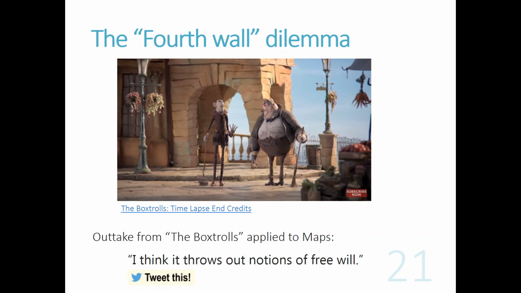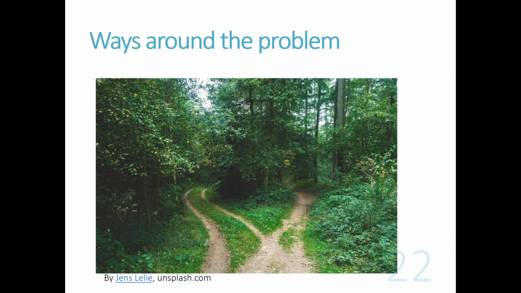So your map constrains the free will that the user might have, and it leads us to be able to say, well, how can we move beyond that? Well, when we reach a fork in the road like that, there's usually reasons for going one way or the other, and we'll look at that.